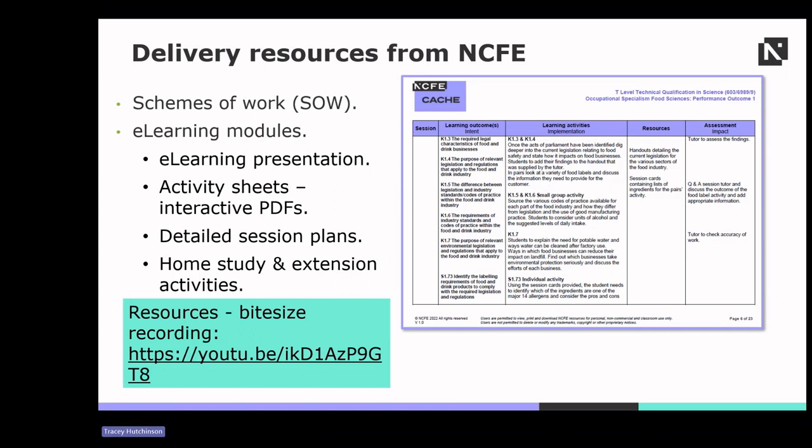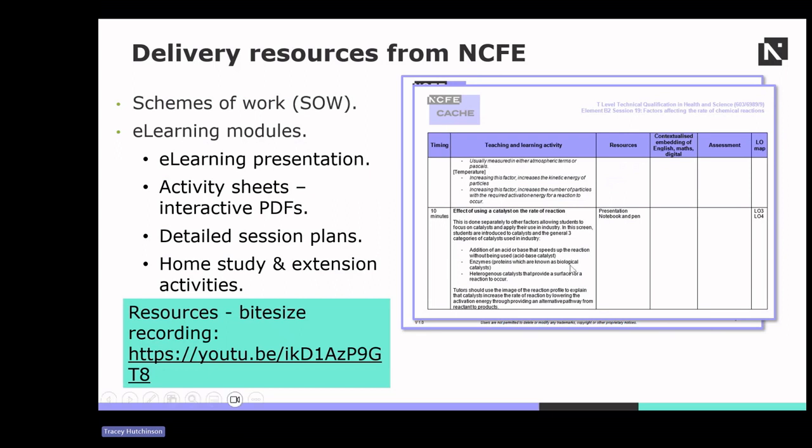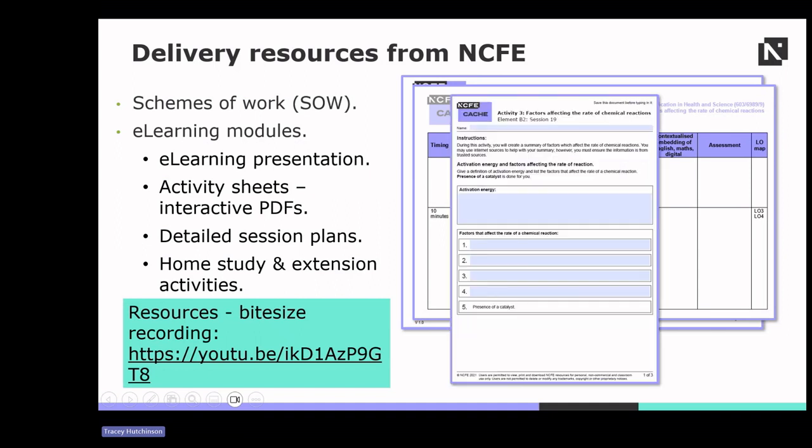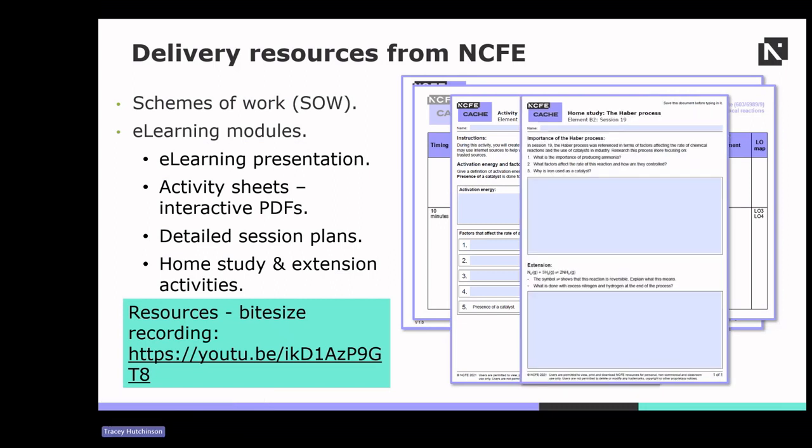This is an example here of a scheme of work. This one does come from science food technology one, just as an example, but it gives you an idea of what you can get. This is a scheme of work which will give some example resources that you could create, and some Q&As. There also are lesson plans, again giving examples of resources that you could use in relation to the content. There are interactive activity sheets, home study and extension activities, which can be used in any way that supports your delivery.